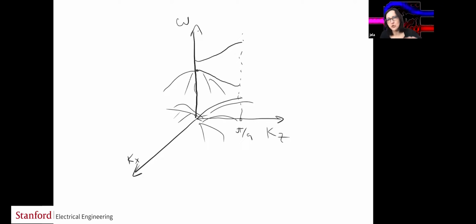So what is a projection? Projection means that you just plot everything that you have away from the omega kx plane and project all the points onto the omega kx plane, okay? So let's just go back to that.